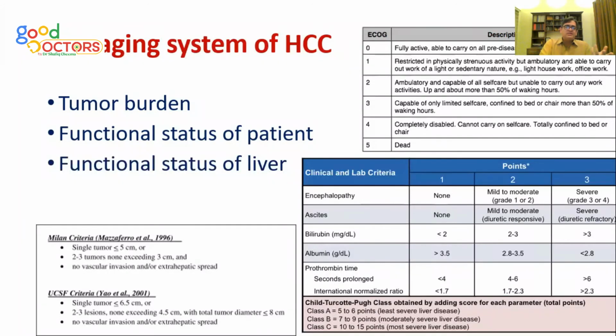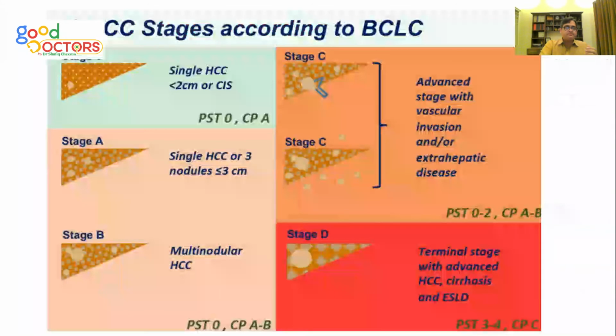And the third is this particular CTP scoring system. That is basically the staging of underlying liver disease. So the BCLC staging system is based on these three parameters. And if somebody has a single HCC of less than 2 centimeter, CTP score A and functional status 0, this is stage 0. Somebody who has tumor within Milan criteria with functional status of 0 and CTP class A or B, this is stage A.